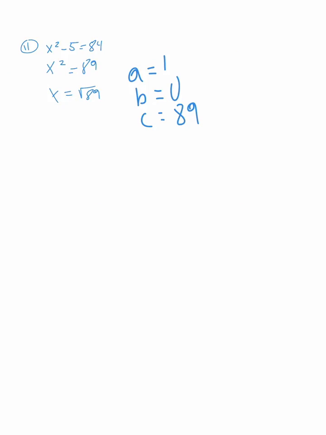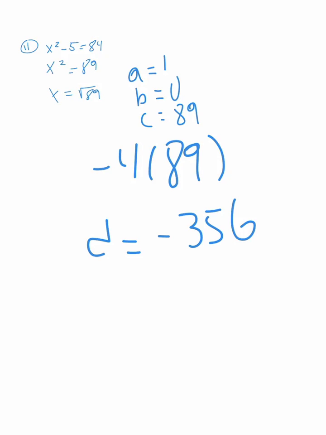For the discriminant, a will equal 1, b will equal 0, and c will equal 89. Once you do that, you can finally substitute in all your numbers. Since b equals 0, you don't have to put b. So it'll be negative 4 times 1 times 89. 1 times 89 is 89. So you'll have negative 4 times 89. And once you do that, your discriminant will equal negative 356.